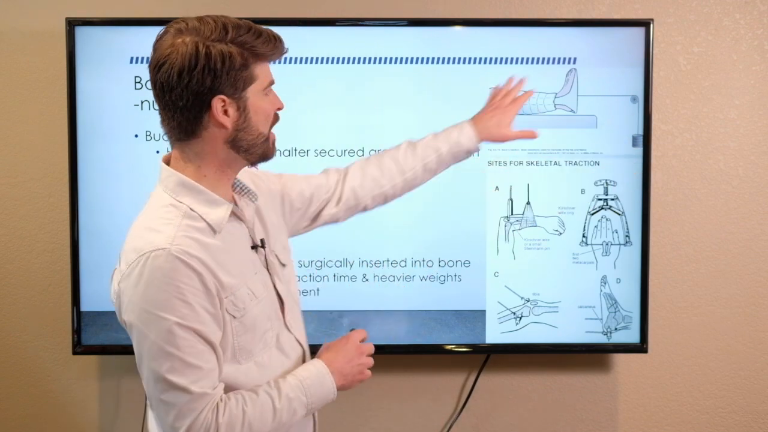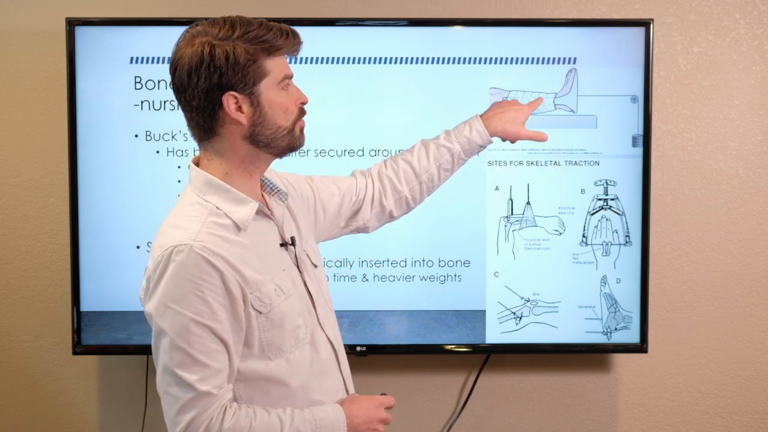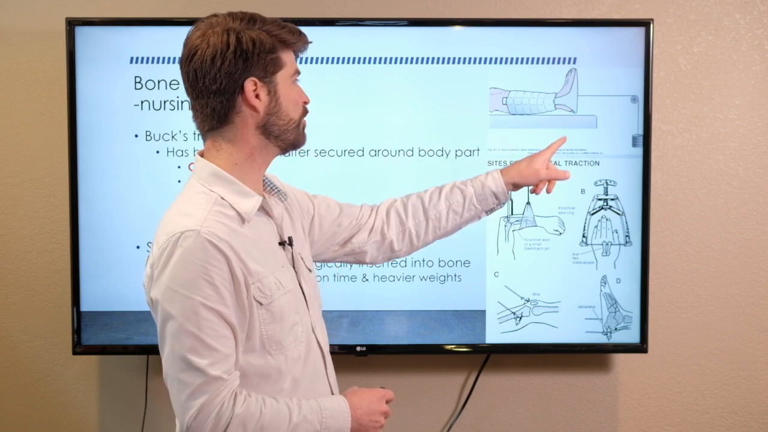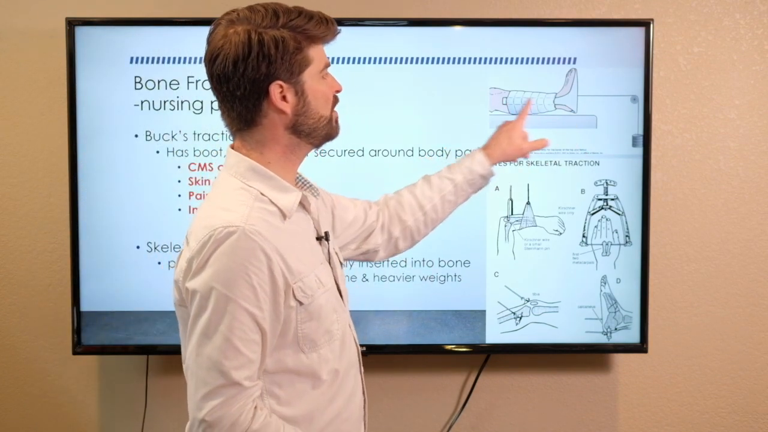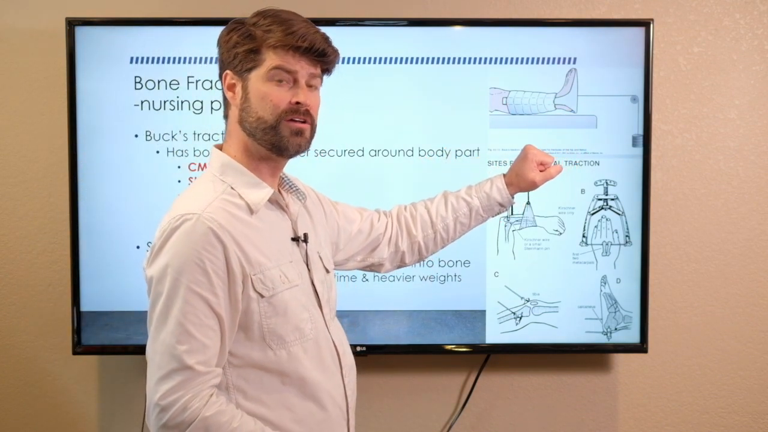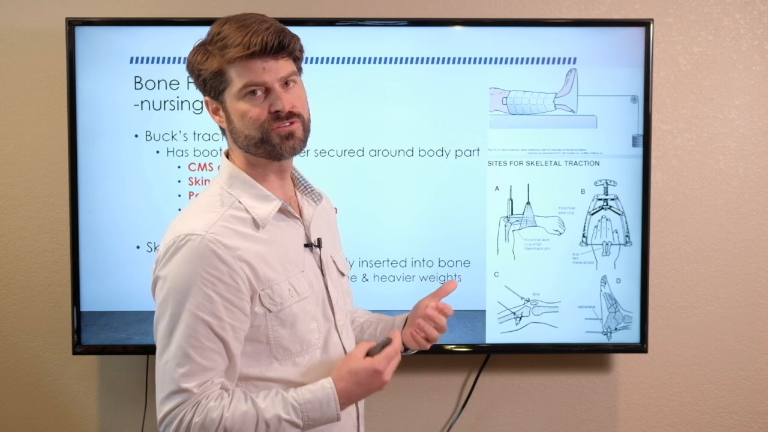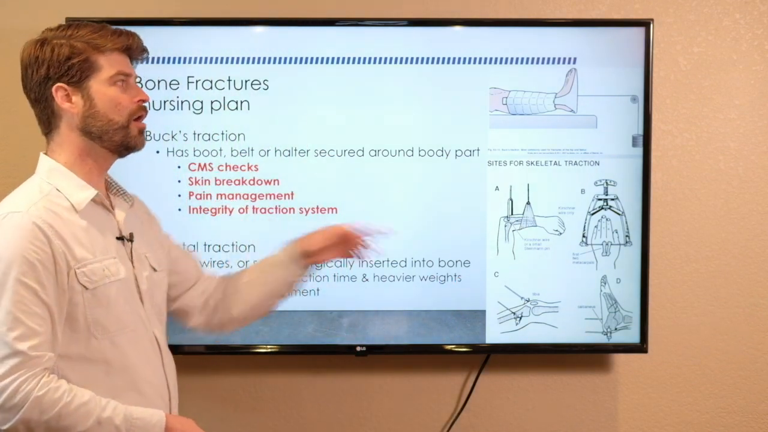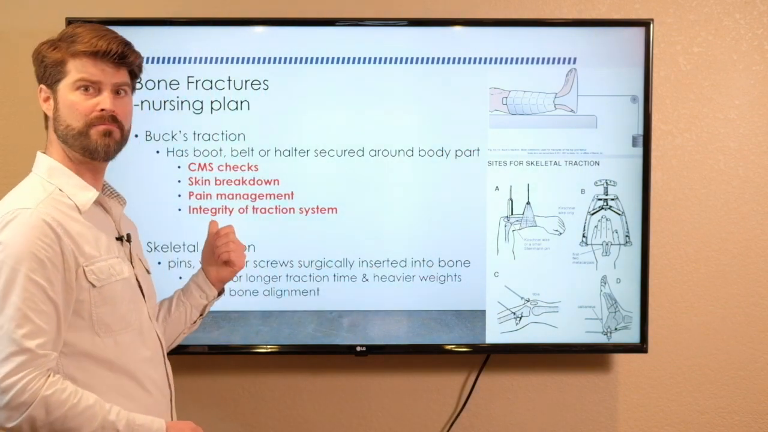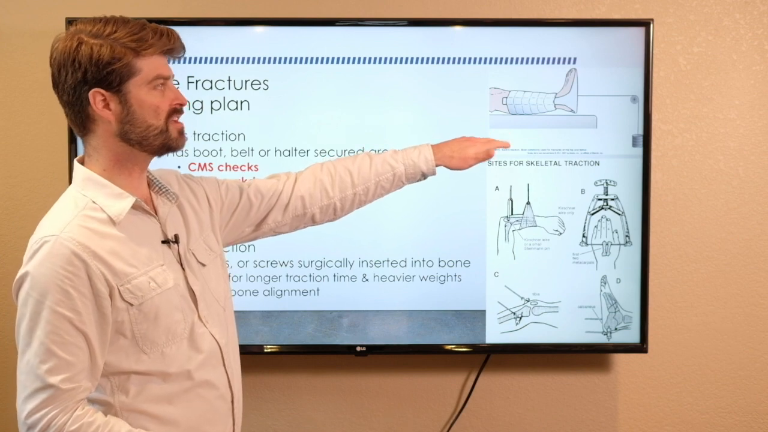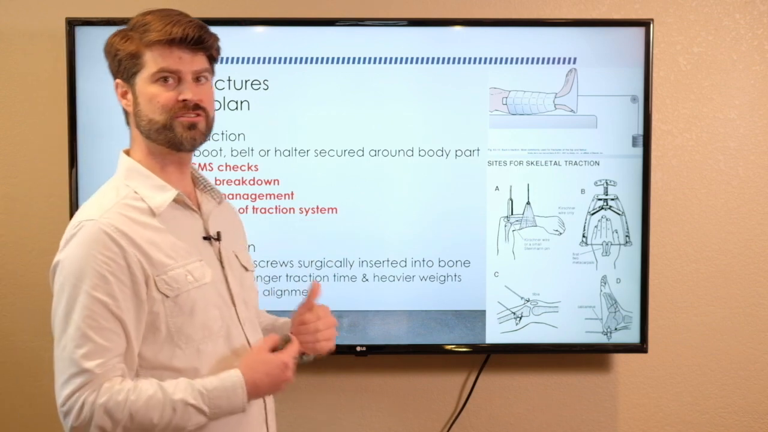Super, super important when we have a patient who's in this type of traction is, one, because we're wrapping this around their leg, we need to make sure we didn't wrap it too tight and cut off circulation of their foot. So CMS checks, absolutely a big deal. This little boot component is usually either hard plastic or metal. So anytime we put something hard against the skin and then we wrap it tightly onto the skin, there's a risk of tissue damage. So skin breakdown, always a concern where we have that attachment device on our patient. Also pain management. The whole point of Buck's traction is to help reduce pain. So we do want to make sure that we're addressing that. And then integrity of the traction system.